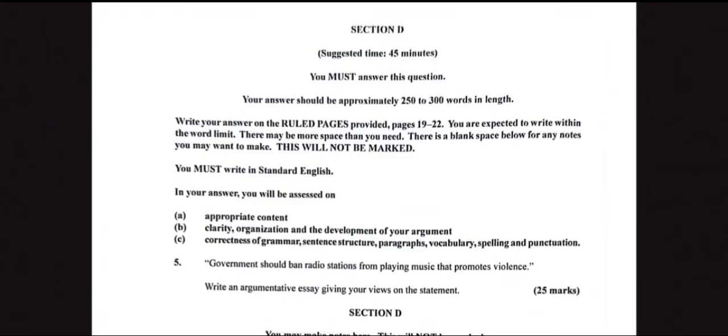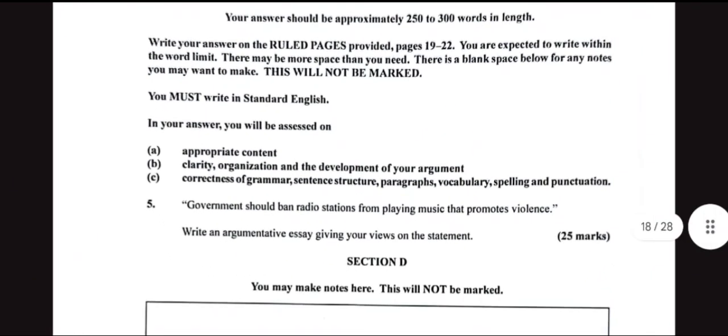But in section D, 250 to 300 words are all you're given to present your view on a particular topic. Here we have the government should ban radio stations from playing music that promotes violence. Ooh, spicy, right? I like this topic. This is kind of old, but not so old. It's really relevant.